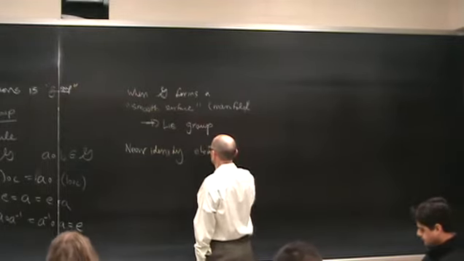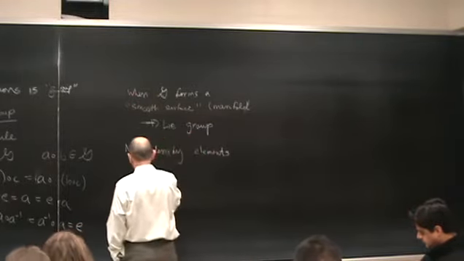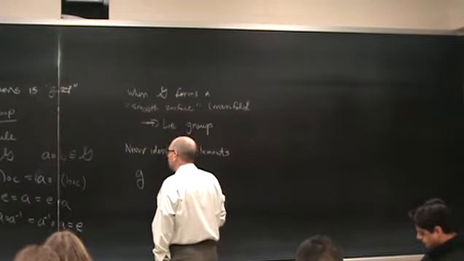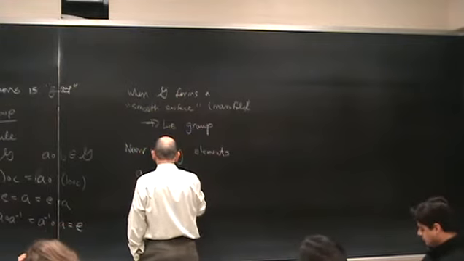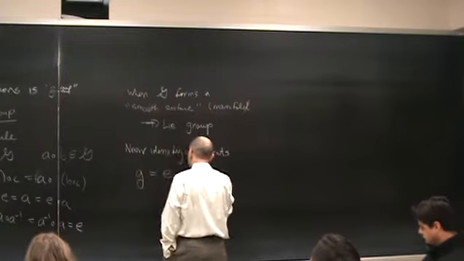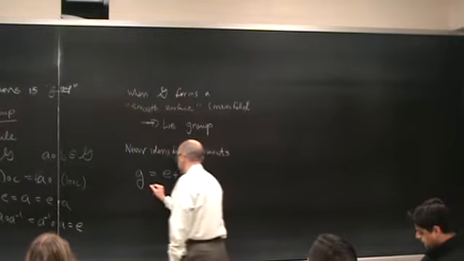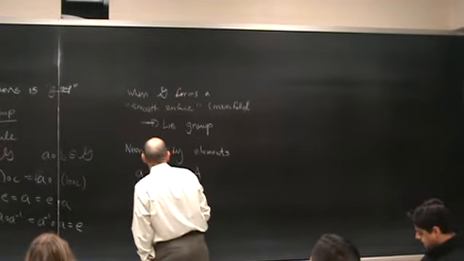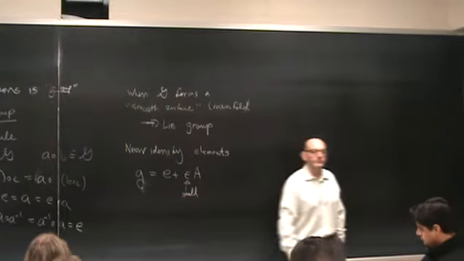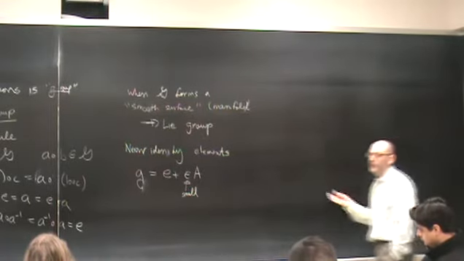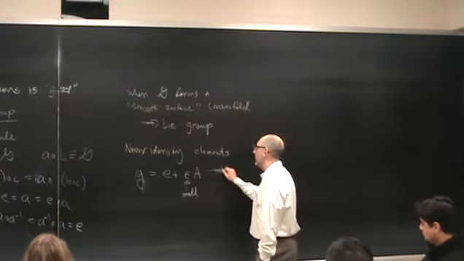Elements. So I can have an element of the group which is equal to the identity plus some small amount times something else, I'll call A, for some epsilon. Let's leave it like that. So this is small. As epsilon goes to 0, this would be the identity. Okay?